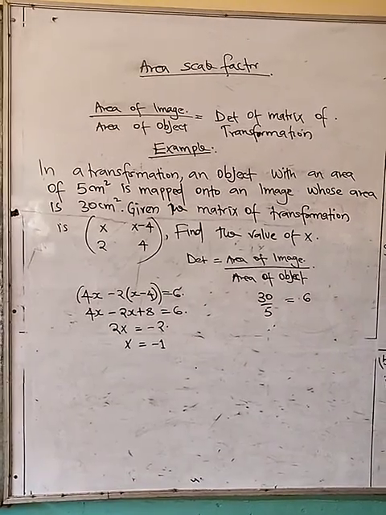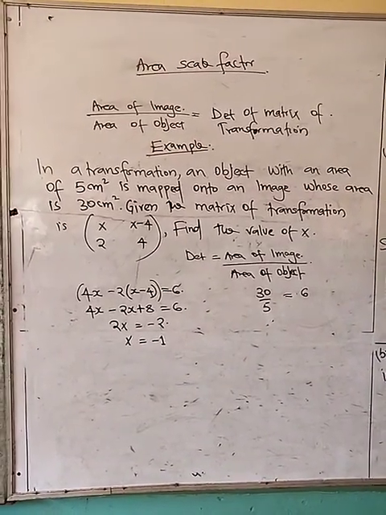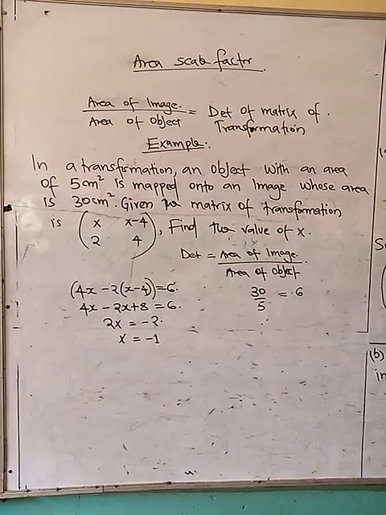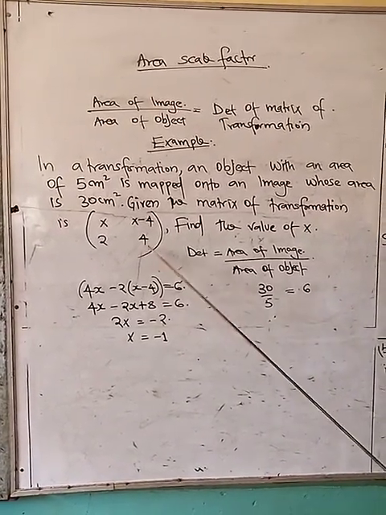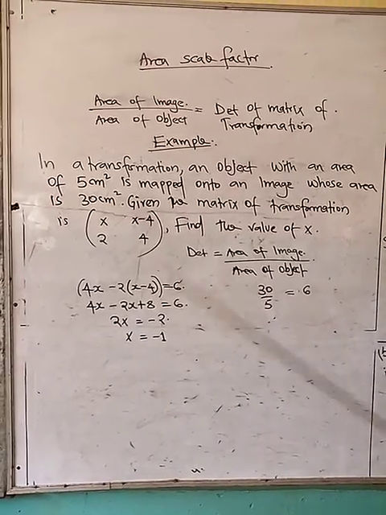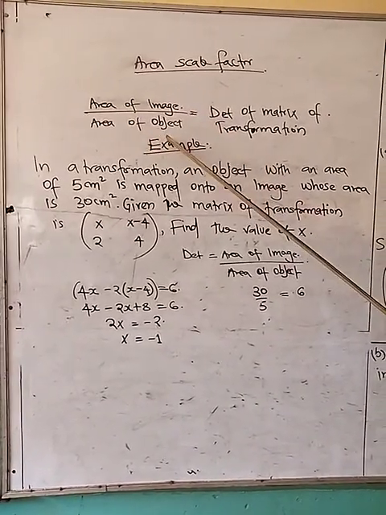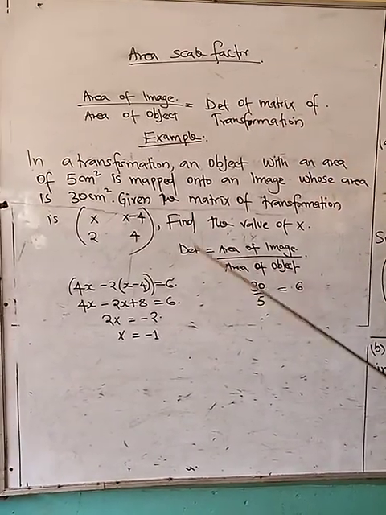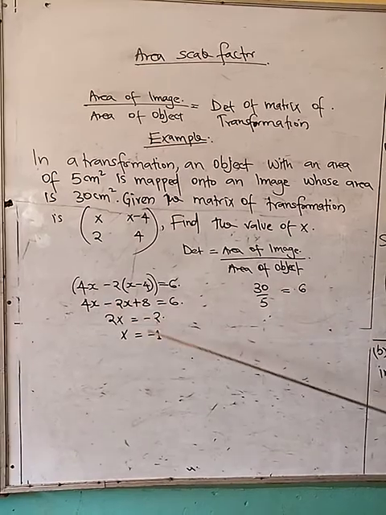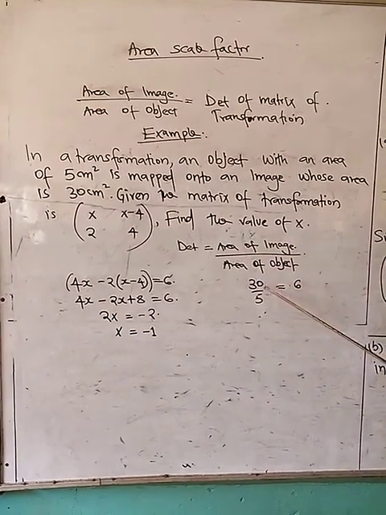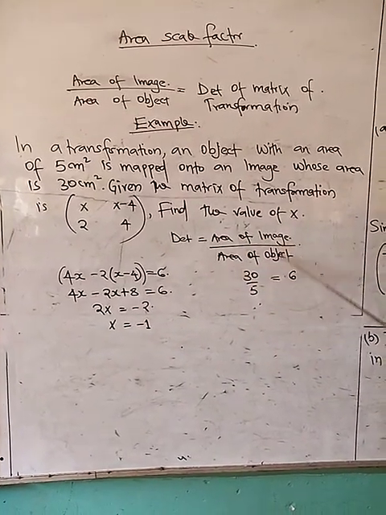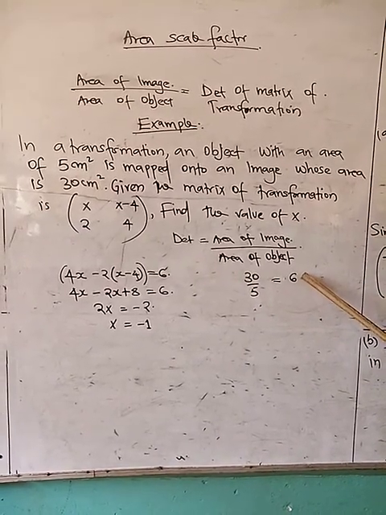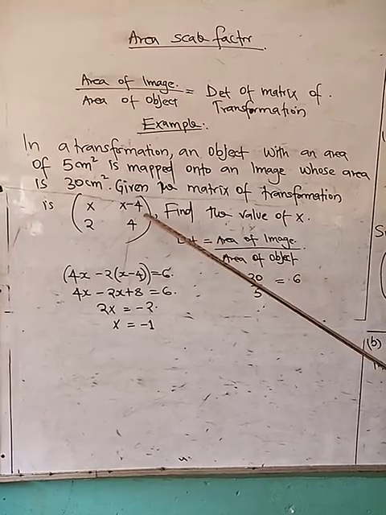In the first case, we have the area of image, then we have the area of object. We can determine the determinant of this particular matrix, because we have said that area of image over area of object gives us the determinant of the matrix of transformation. Therefore, the determinant will be given by the area of image, which is 30, over the area of object, which is 5. And therefore, the determinant is 6.